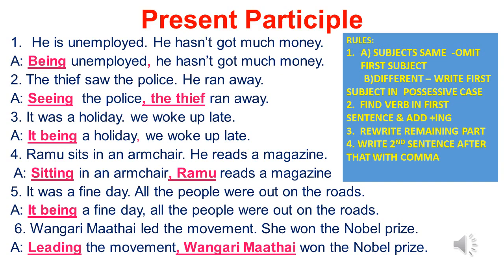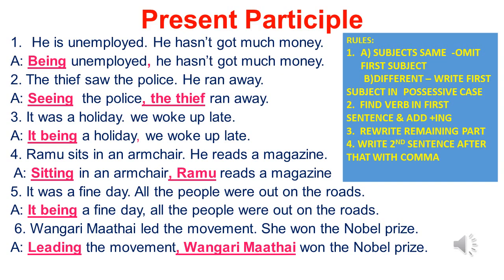Third sentence. It was a holiday. We woke up late. In both the sentences, the subjects are different. So use it as it is. What is the verb here? Was. It's a be form. That's why we use being. A holiday, comma. We write the second sentence as it is. It being a holiday, we woke up late.